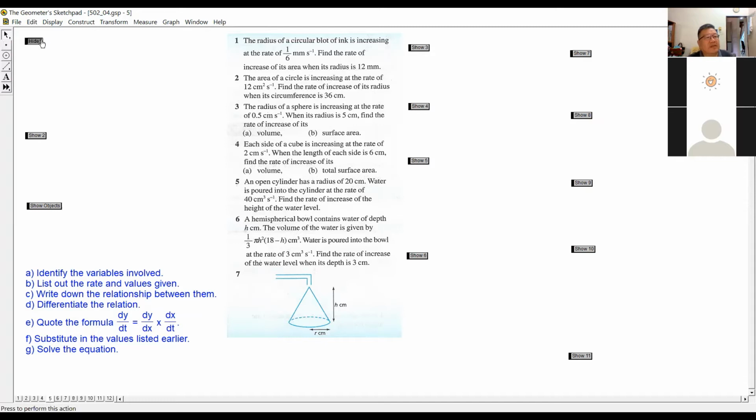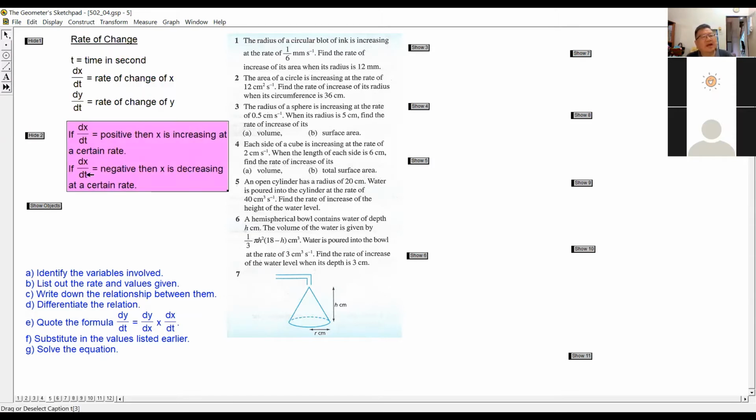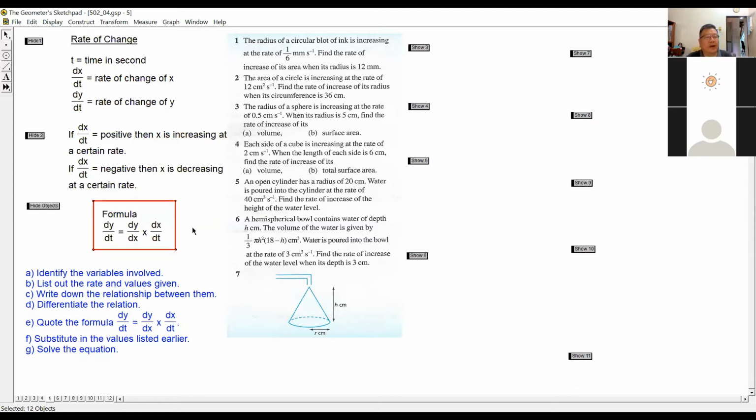So it is something like this, right? t is the time in seconds, dx/dt is the rate of change of x, dy/dt is the rate of change of y. Okay, this one you know already. Then positive means increasing, negative means decreasing. And you should know the chain rule, right?